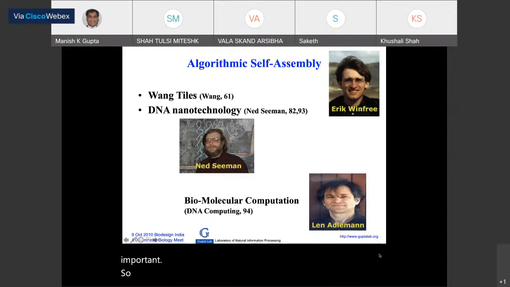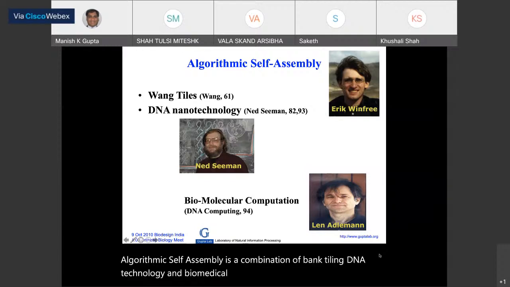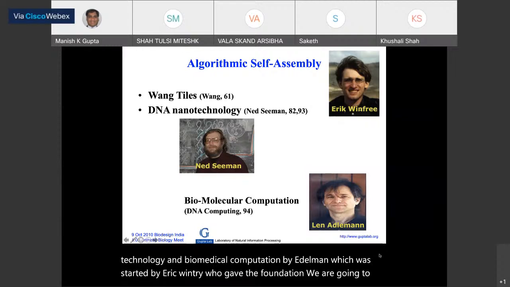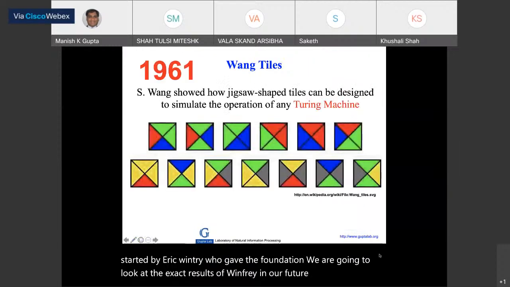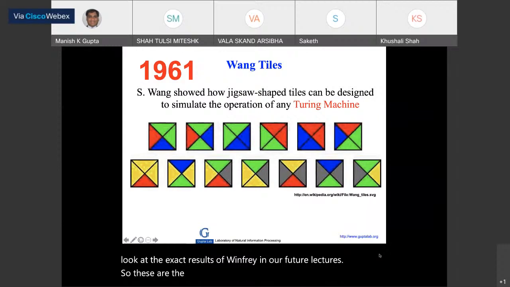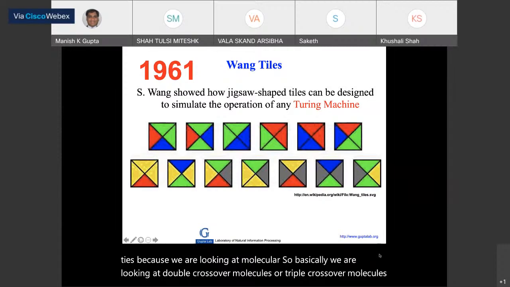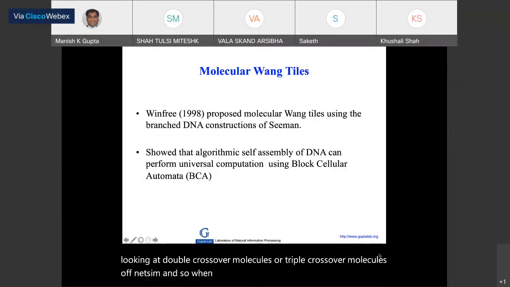So remember, algorithmic self-assembly is a combination of Wang tiling, DNA nanotechnology, and biomolecular computation by Adleman, which was started by Erik Winfree, who gave the foundation. We are going to look at the exact results of Winfree in our future lectures. So these are the Wang tiles, and you remember why we look at Wang tiles, because we are looking at molecular. So basically, we are looking at double crossover molecules or triple crossover molecules of Ned Seeman. So Winfree proposed molecular Wang tiles, a combination of those ideas.